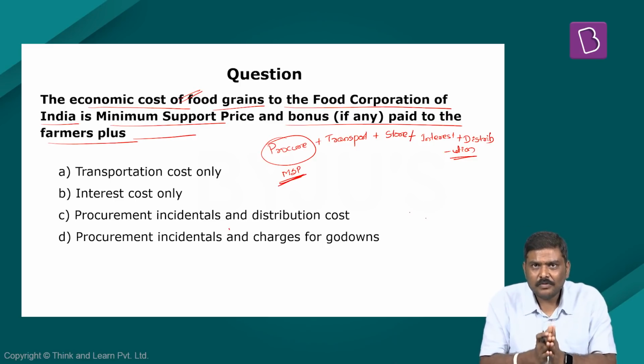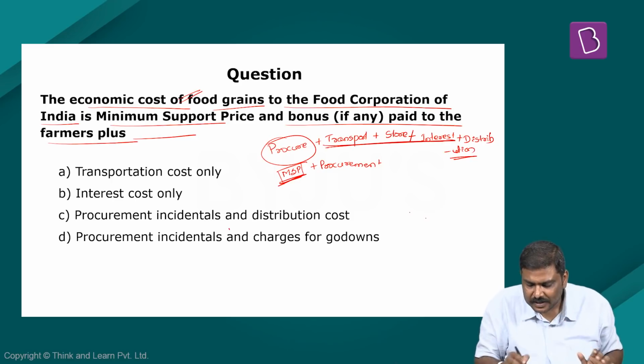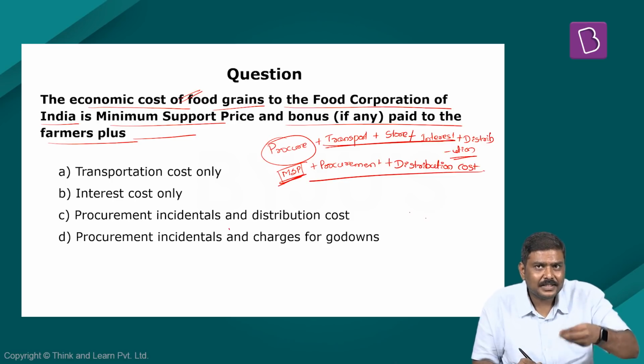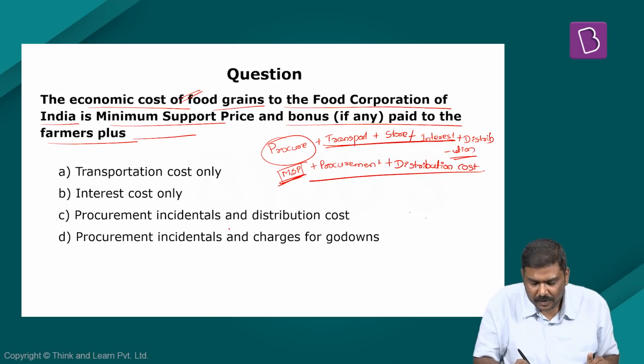So basically the formula will be boiled down to MSP plus procurement incidentals. All these are considered to be procurement incidentals, and finally the distribution cost. Apart from this, if the state government is giving any other type of, let's say, incentive, it will be referred to as bonus. Now look at the formula.